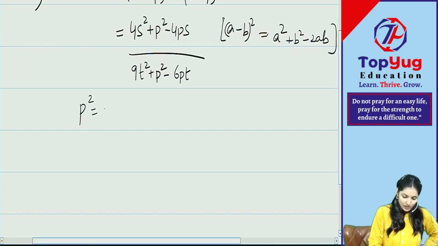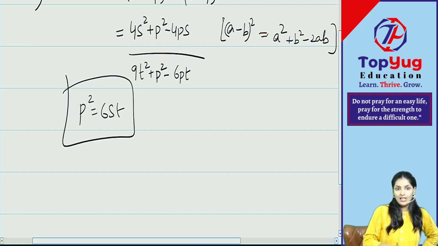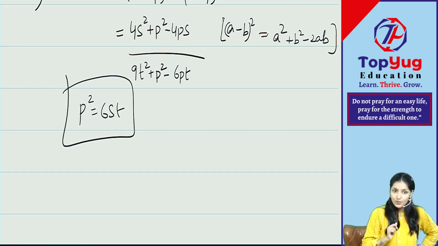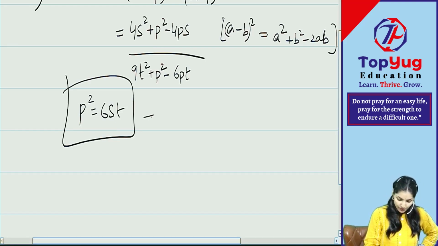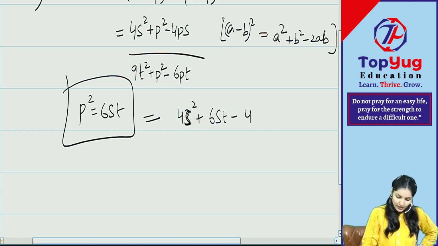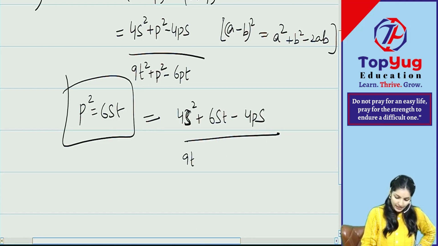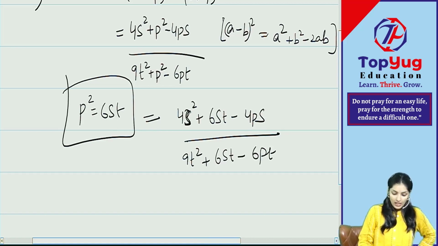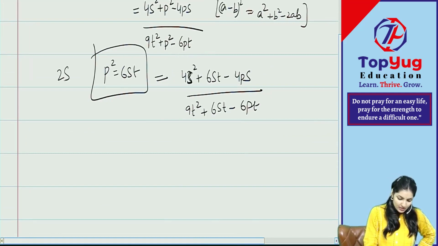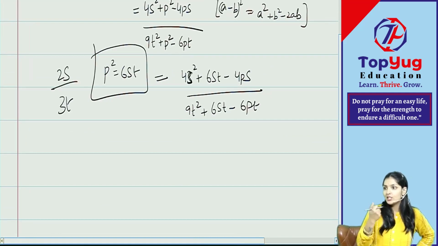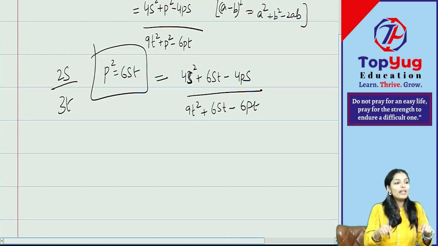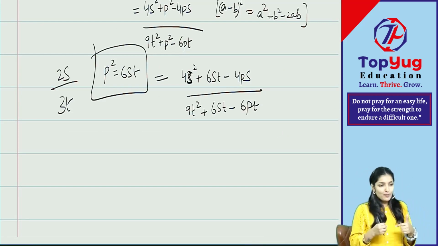So p square is equal to 6st, that is the answer. And being the first one, it will be very easy for you people. So I substitute. When I substitute, I get 4s square plus 6st minus 4ps divided by 9t square plus 6st minus 6pt. Now what should be my LHS? 2s by 3t. That's what I have to get. When I duplicate it, I need to get the answer as 2s by 3t.